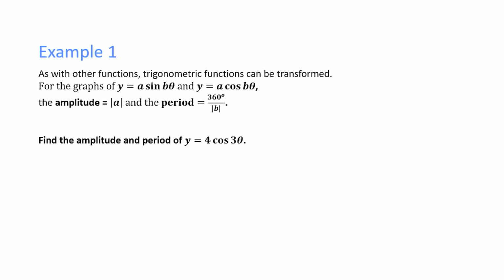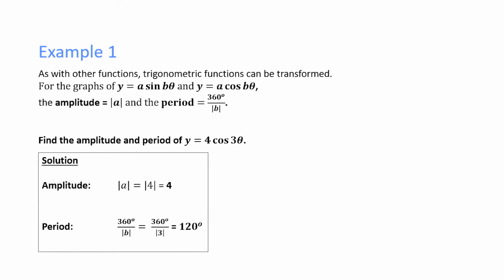Find the amplitude and period of y equals 4 cos 3 theta. The solution: the amplitude is the absolute value of a. In this case, a is 4. The absolute value of 4 is 4. The period will be 360 degrees divided by the absolute value of b. 360 degrees over the absolute value of 3 in this example is 120 degrees.